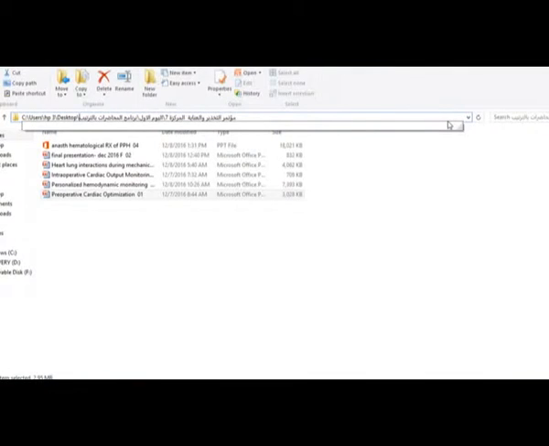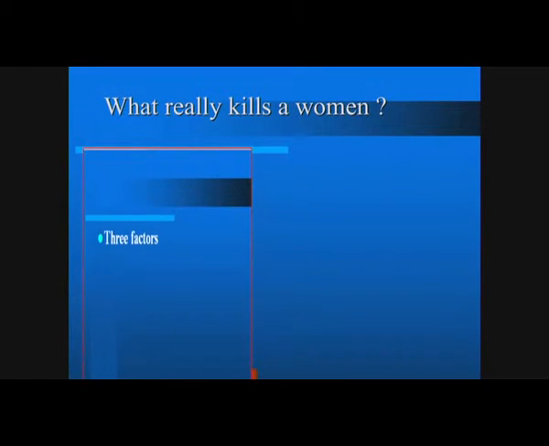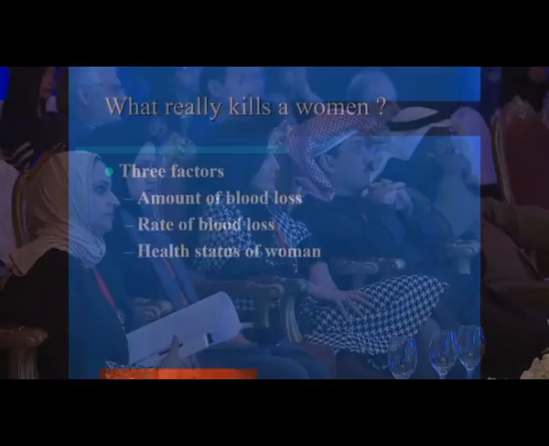So what really kills the patient? From my point of view, there are two things that kill patients: factors related to the patient and factors related to delays. So I'll go first to the three factors in the patients. These three factors are either the amount of blood loss, the rate of blood loss, or the health status of the woman.